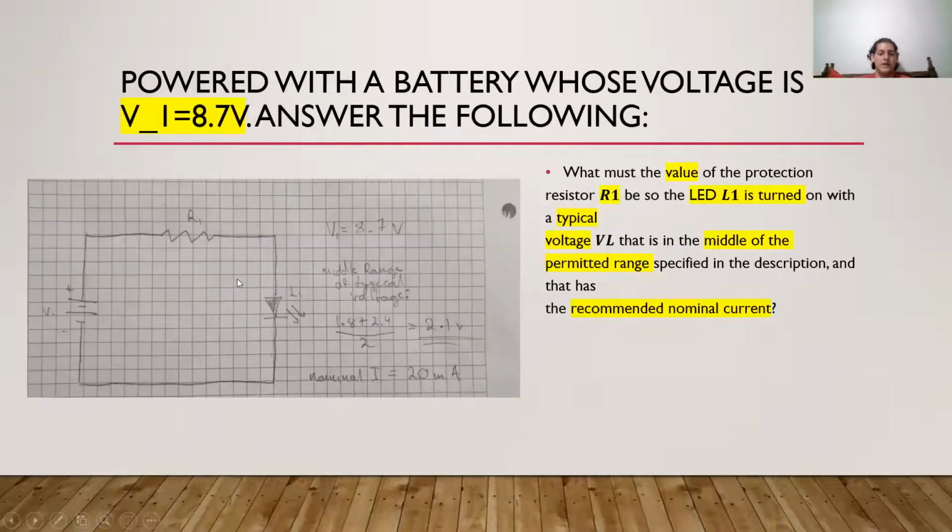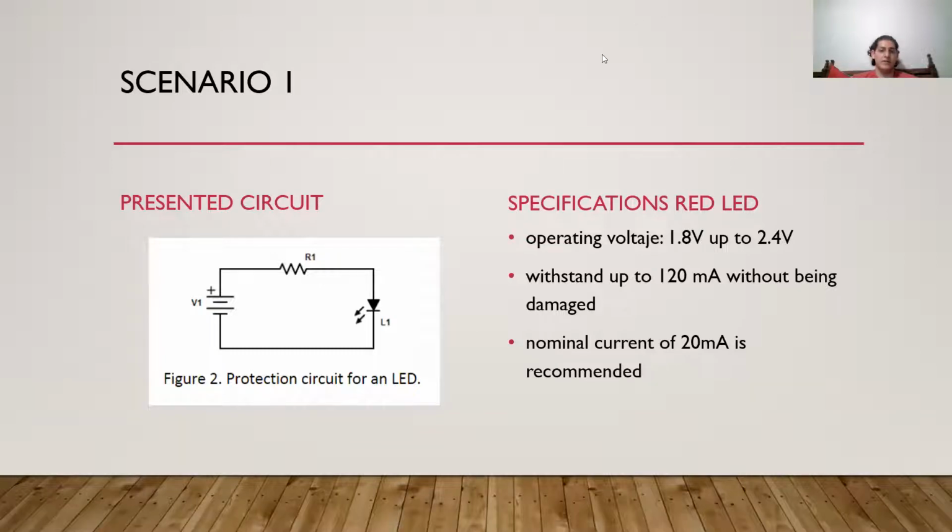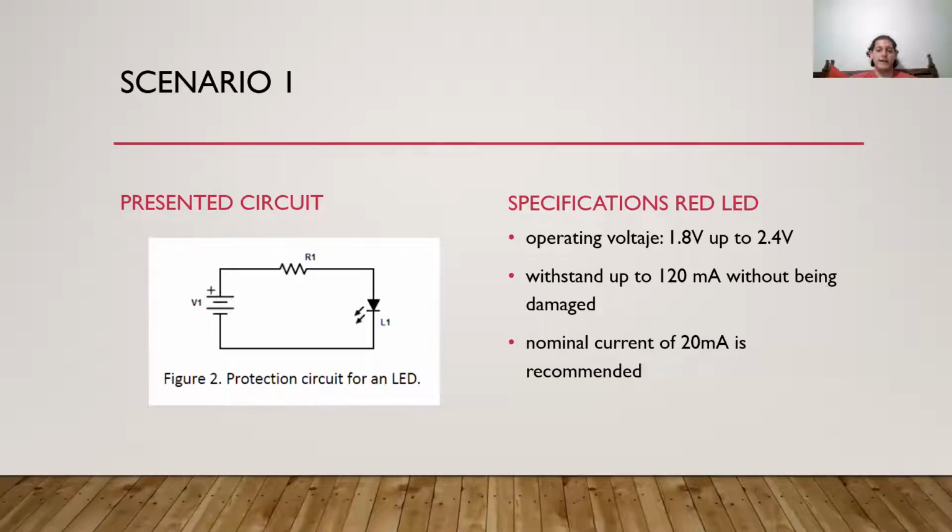The first situation is about a simple circuit that we can see reflected over here. It comes with a voltage source, a resistor, and a light emitting diode, or LED, as you may know it. Here are the specifications of this red LED: operating voltage from 1.8 to 2.4 volts, withstand of 120 milliamps without being damaged, and a nominal current of 20 milliamps. That means it is recommended to work with 20 milliamps of current.